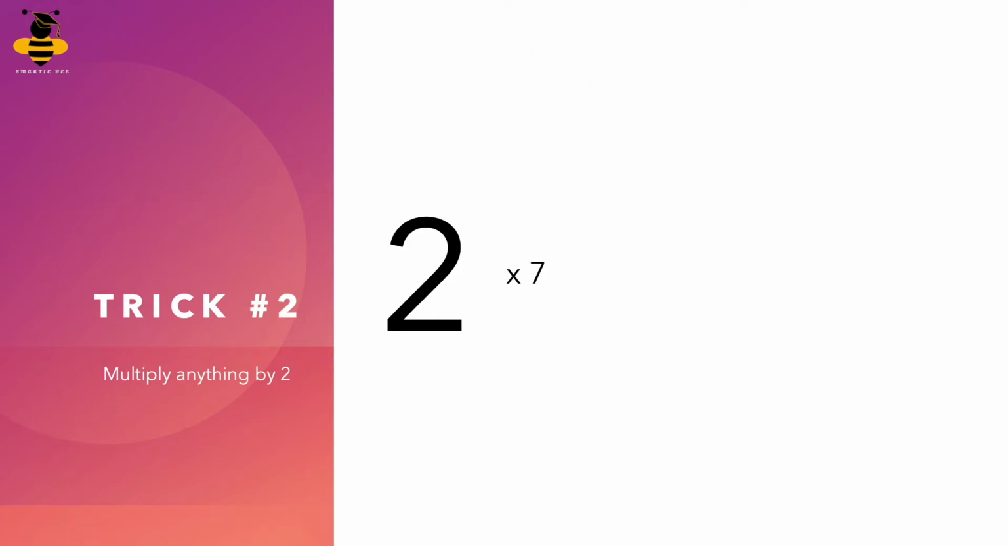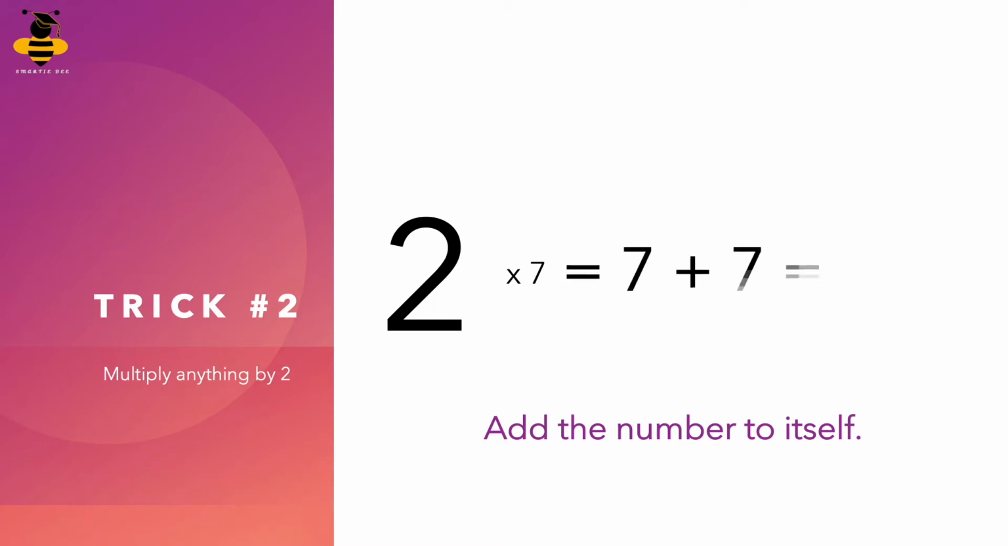Trick number 2, multiplying anything by 2. When you multiply any number by 2, you just need to add the number to itself. If we look at this example, we multiply 2 by 7, so you just have to add 7 with 7. So 7 plus 7 is 14. Most of the time we are very good at additions, and when it comes to multiplication it becomes slightly difficult. But if you look at this trick, you will realize that addition can actually give you the answer required by the multiplication.